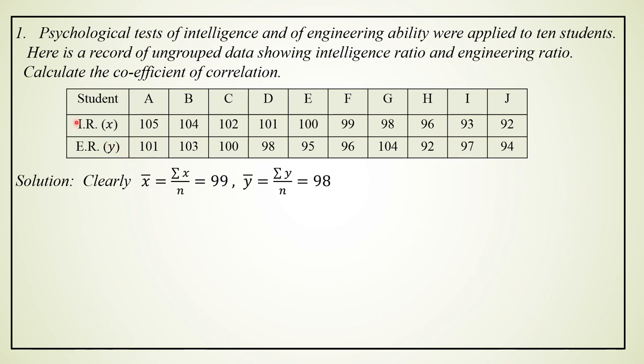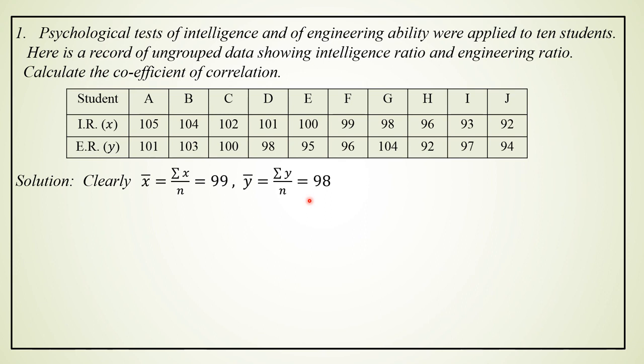Let me consider the intelligence ratio as the variable x. So take the sum of the intelligence ratio and divide it by 10, so that you are going to get the value of x bar is equal to 99. Similarly, I can compute the mean of y, which is given by the summation of the values of y divided by 10, which is equal to 98.